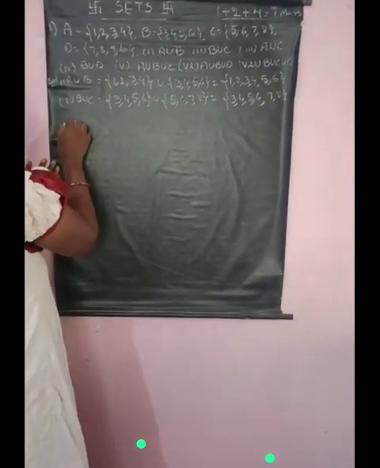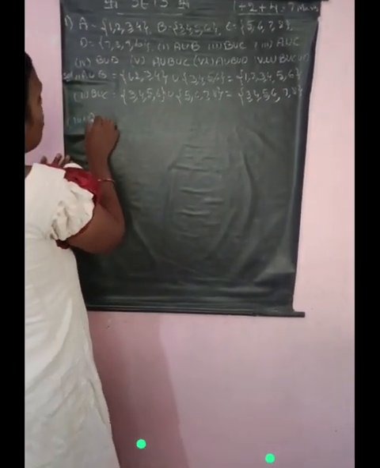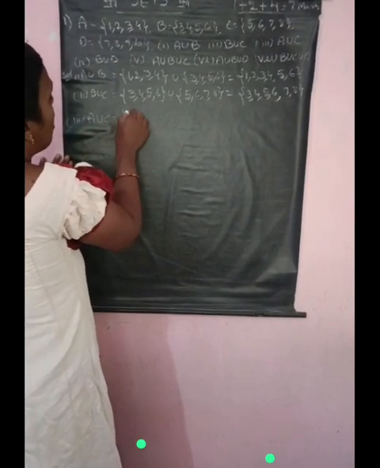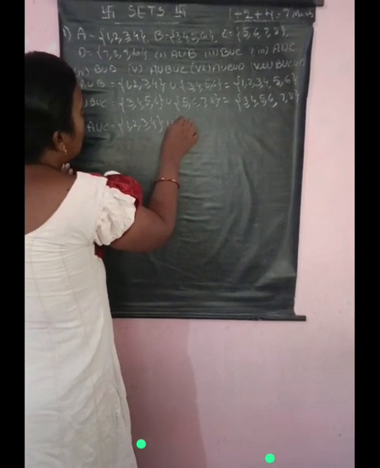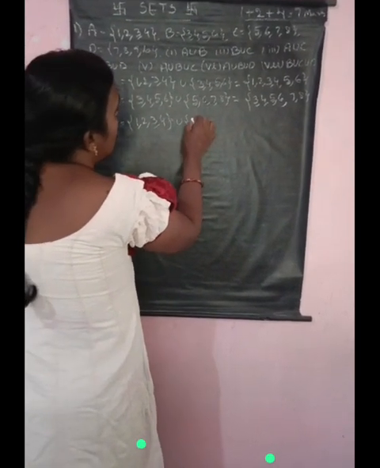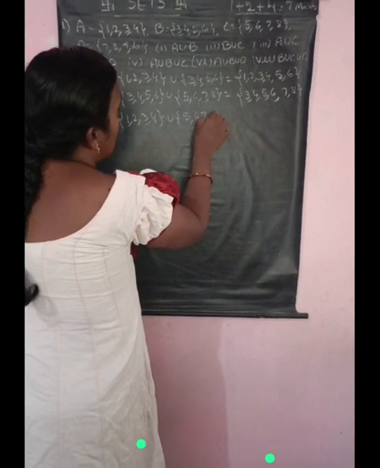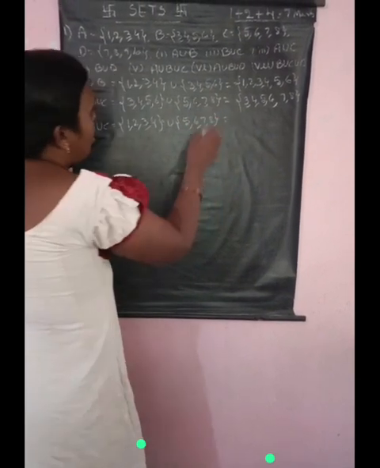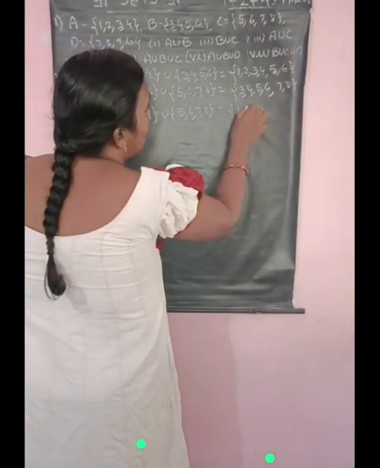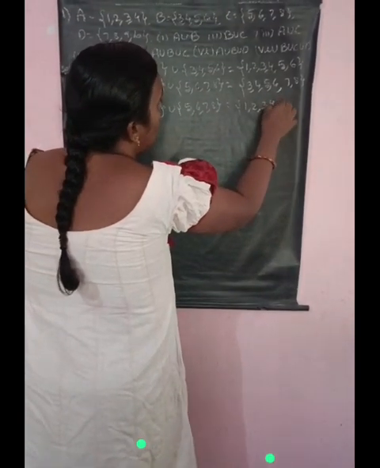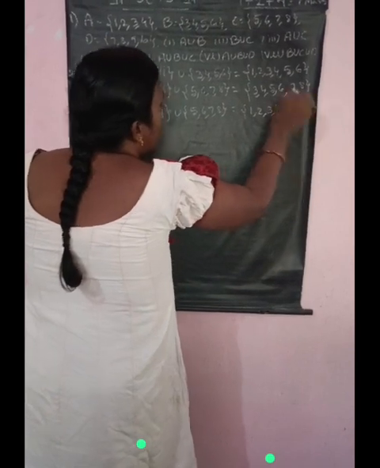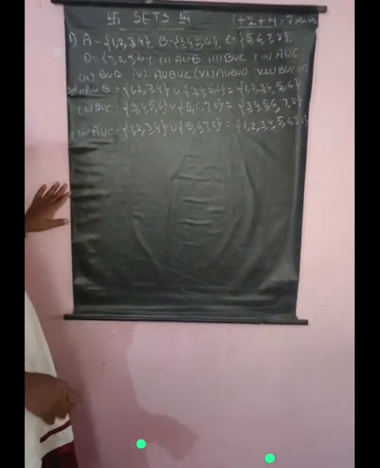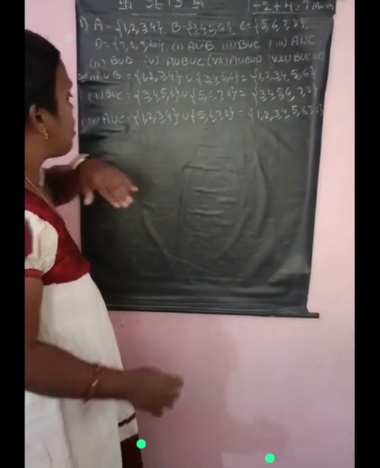And third one, A union C. A set 1, 2, 3, 4. Union C set 5, 6, 7, 8. Then 1, 2, 3, 4, 5, 6, 7, 8. In this set there is no repetition of elements. Then we have to write all eight elements.